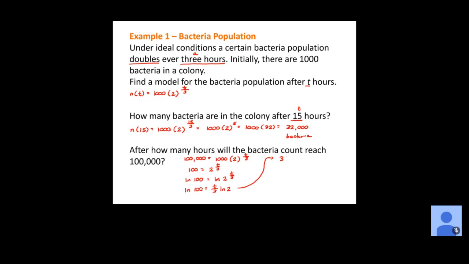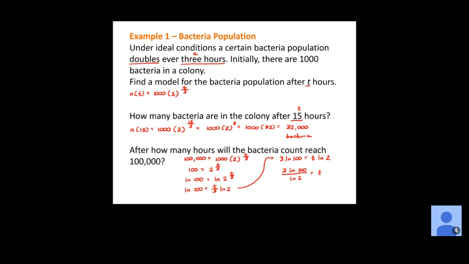So that's going to give us 3 times the natural log of 100 equals t times the natural log of 2. And then we can divide by the natural log of 2. So we have 3 natural log of 100 over natural log 2 equals t. Now, that is an exact value in this case.